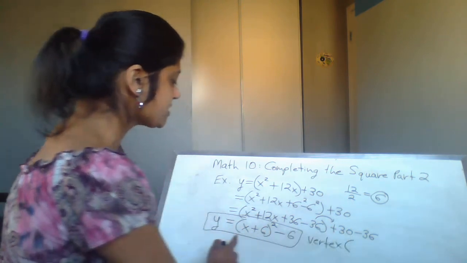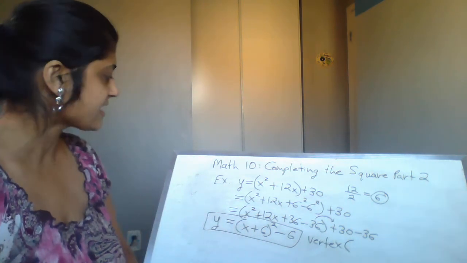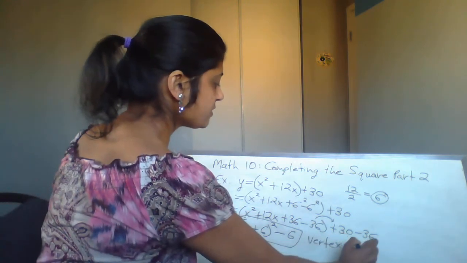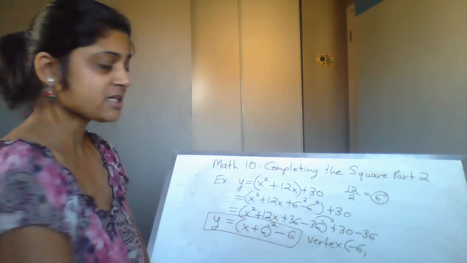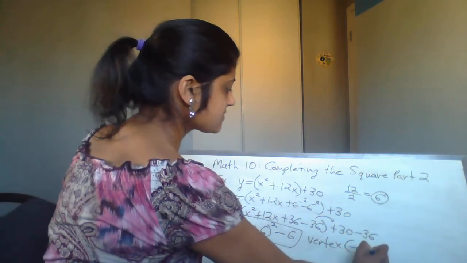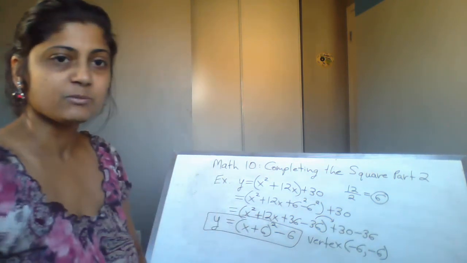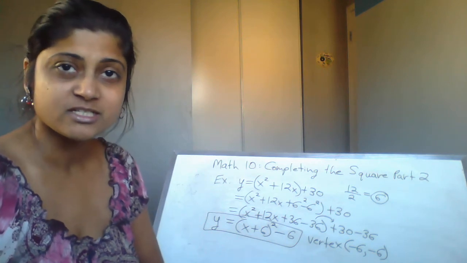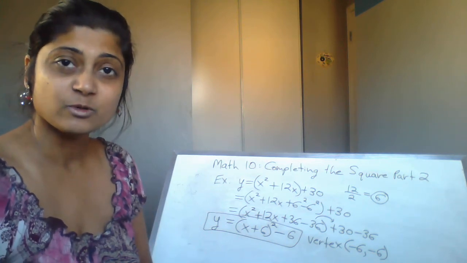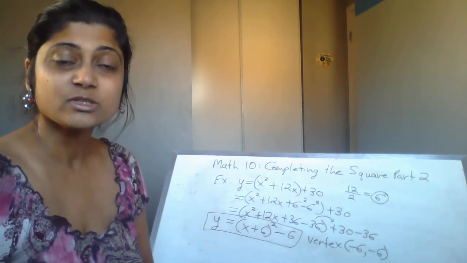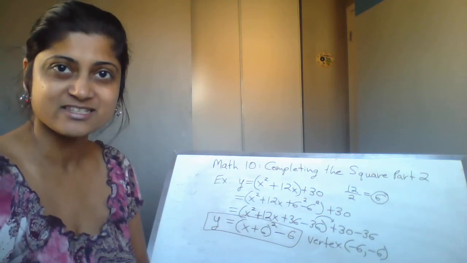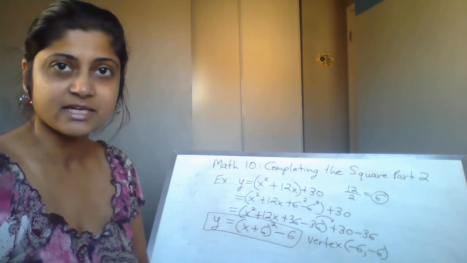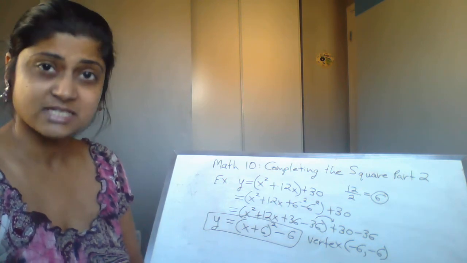Make sure you are changing the sign inside the bracket. It says x plus 6. The x point of the vertex is negative 6. The y point of the vertex is what's on the outside, which is negative 6. So one more time, make sure you notice I am not changing the sign for the y point of the vertex, which is on the outside. You're only changing the sign for whatever is on the inside of the brackets. So my vertex here is negative 6 and negative 6.